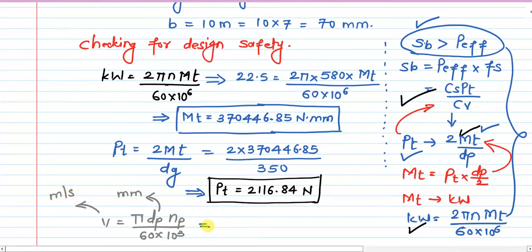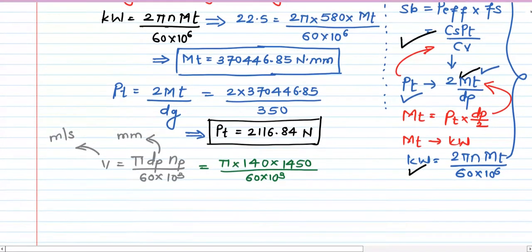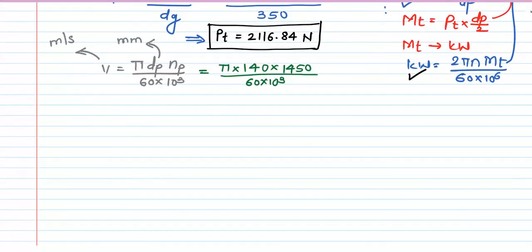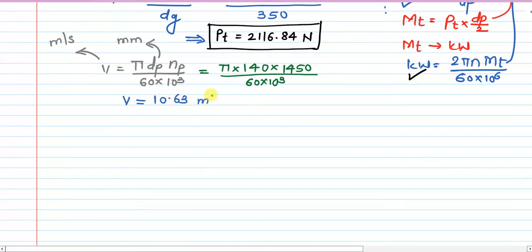So this is equal to pi dp, the pitch circle diameter of pinion, which is 140. The speed of rotation is 1450, divided by 60 into 10^3. All right. So now on the basis of this, we can write that the velocity V, the pitch line velocity, is 10.63 meter per second.